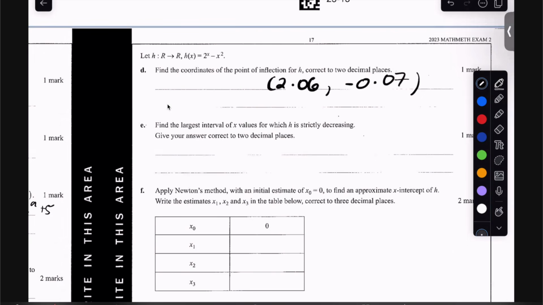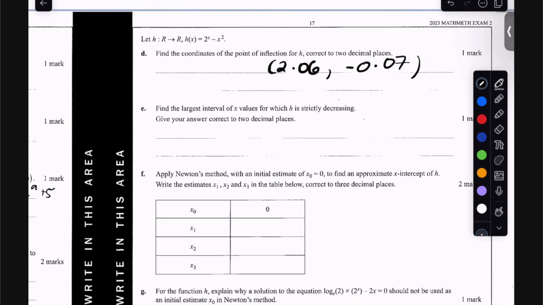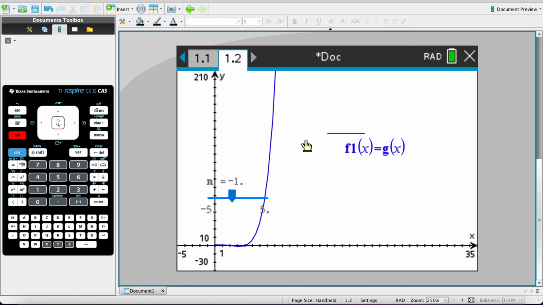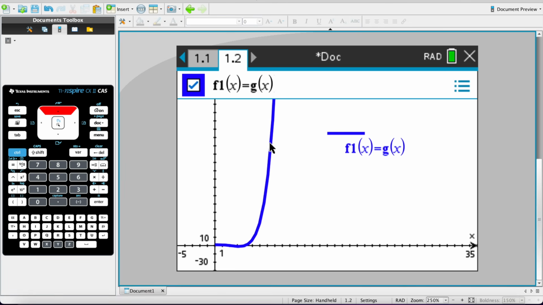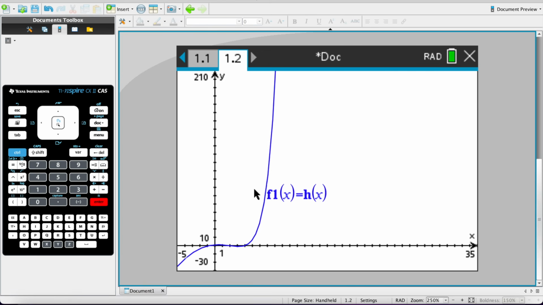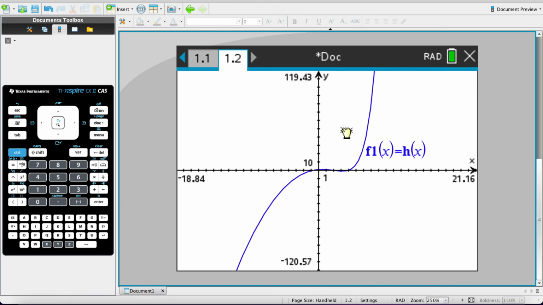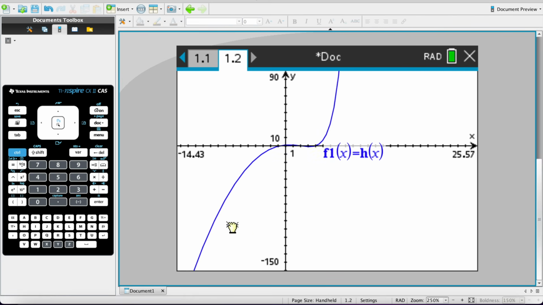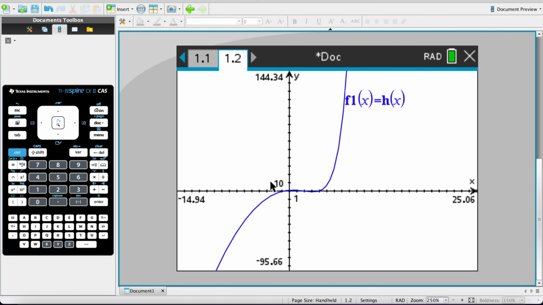Find the largest interval of x values for which h is strictly decreasing. So what you might want to do is just sketch it. So I'll get rid of this last graph. Get rid of this actually. Just sketch h of x. And it's defined for all real values. So it's increasing. I don't think it turns off that. Yeah. So it's increasing for all values except when we zoom into this part.